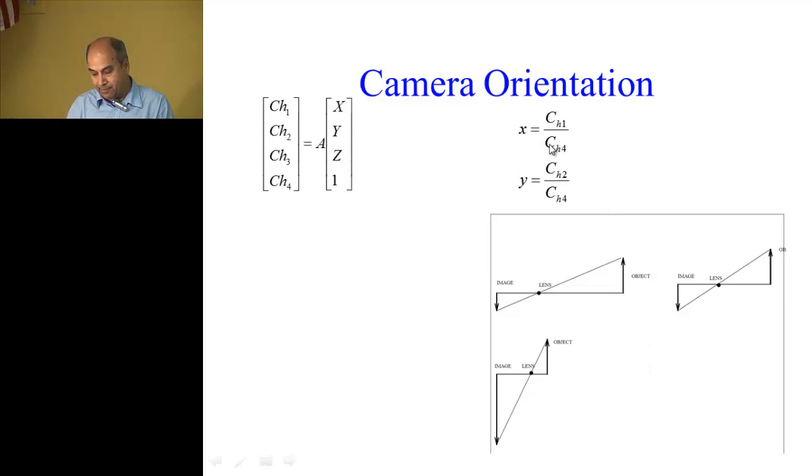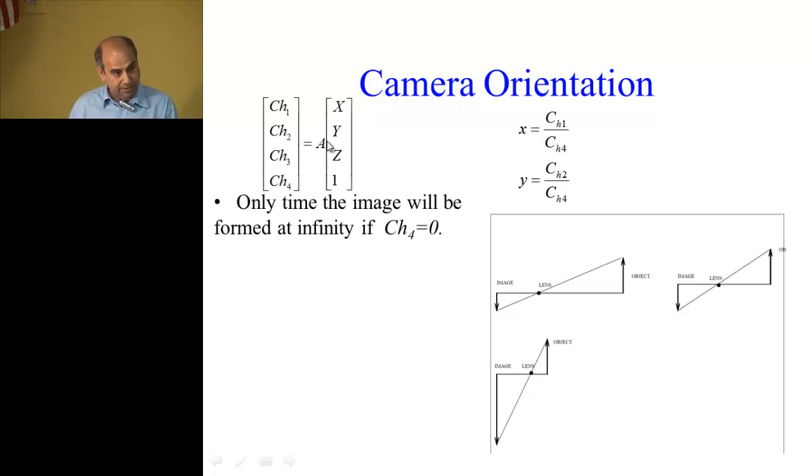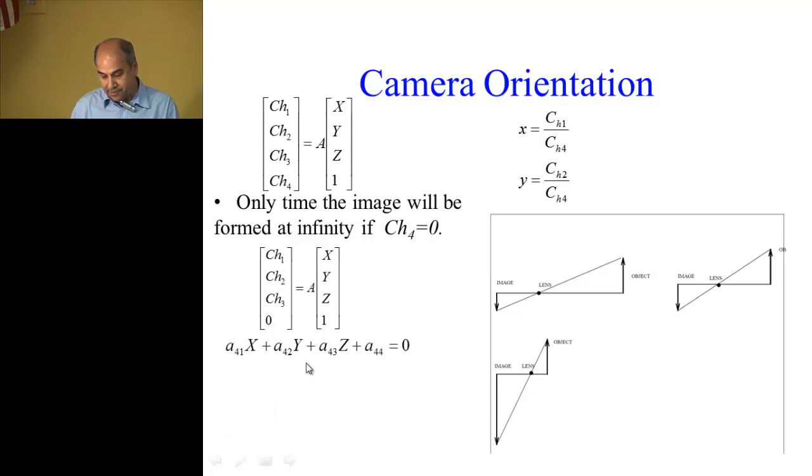Y coordinates given by CH2 divided by CH4. That's it. So then we say, well, when it's infinity, X will become infinity, Y will become infinity. And when will it become infinity? It will become infinity only when CH4 is 0. Yes? And let's say then, what is CH4 equal to? Which means we multiply this with the fourth row of this matrix. And that was A41X plus A42Y plus A43Z plus A44.